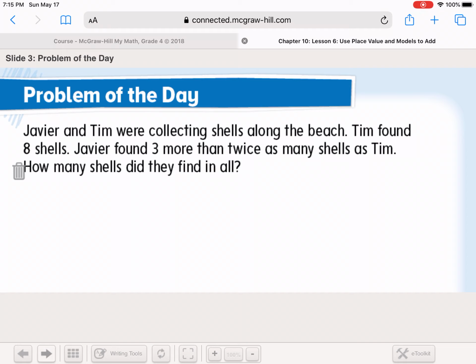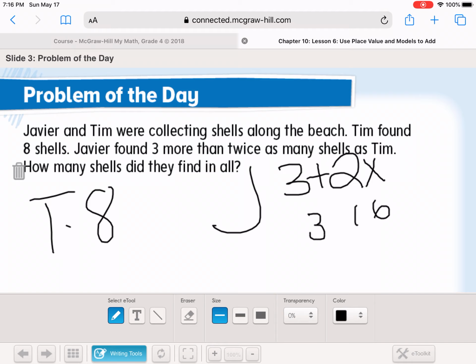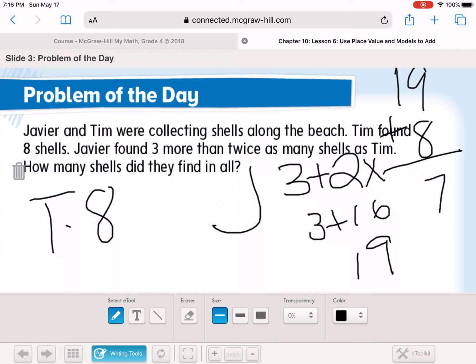Okay. So Tim found 8 shells. Javier found 3 more than twice as many shells. So we know that 2 times 8 is 16. 3 plus 16 is 19. How many did they find in all? So we have to add our 19 plus our 8. Carry our 1.